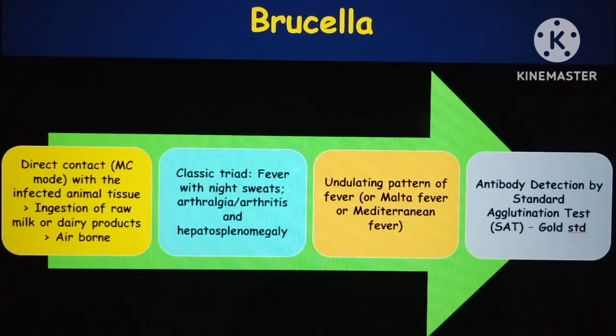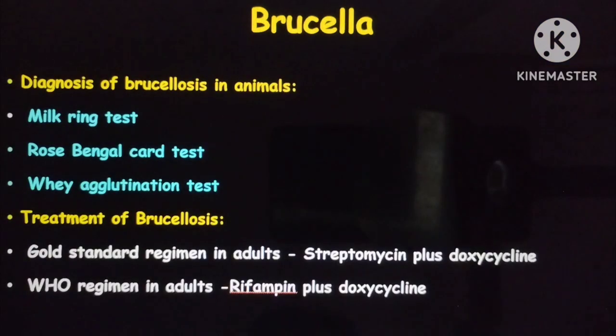Next is the diagnosis. In animals it is usually done by the milk ring test, Rose Bengal card test, and the agglutination test. Here the treatment for adults is streptomycin plus doxycycline. Actually that is one regimen, but the WHO regimen has been formulated as rifampin and doxycycline.